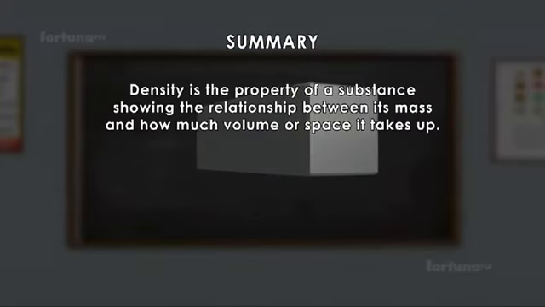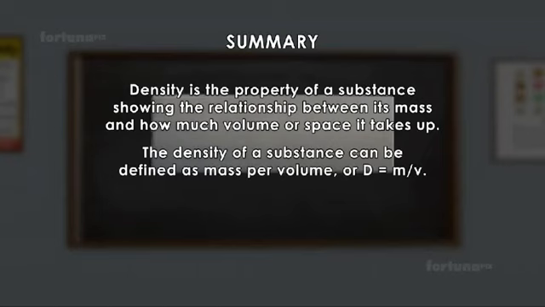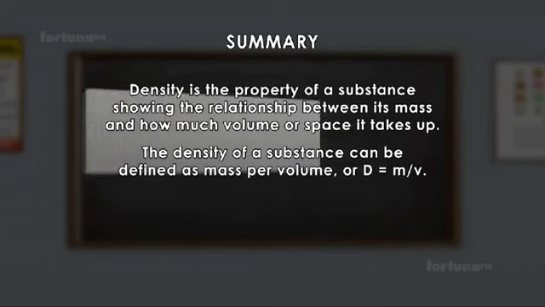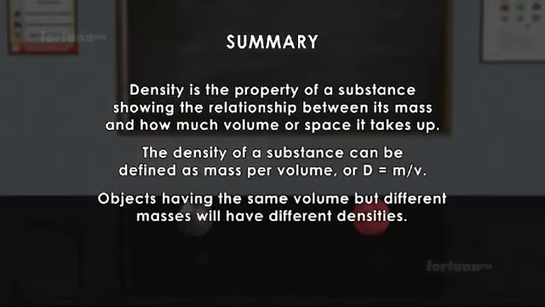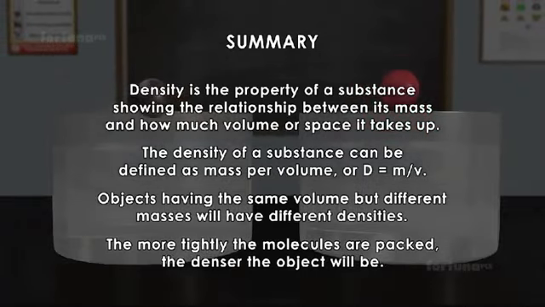Summary. Density is the property of a substance showing the relationship between its mass and how much volume or space it takes up. The density of a substance can be defined as mass per volume, or D is equal to m by V. Objects having the same volume but different masses will have different densities. The more tightly the molecules are packed, the denser the object will be.